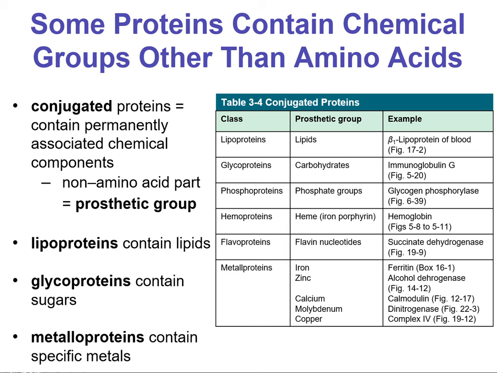Now, all proteins are made of amino acids. Some proteins also have chemical groups aside from amino acids. So we've got conjugated proteins, and they have a permanently associated chemical component. Emphasis on permanently. So the part that is the non-amino acid part is called a prosthetic group.